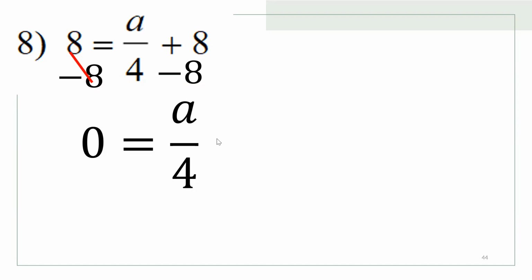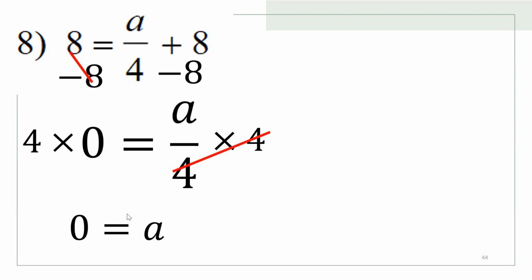On the right side, I have a divided by 4. So I've got to get rid of dividing by 4 by multiplying both sides by 4. And that's okay. 4 times 0 is 0. You know, the property of 0. You guys loved that, and that's fine. 0 can be an answer. a equals 0.